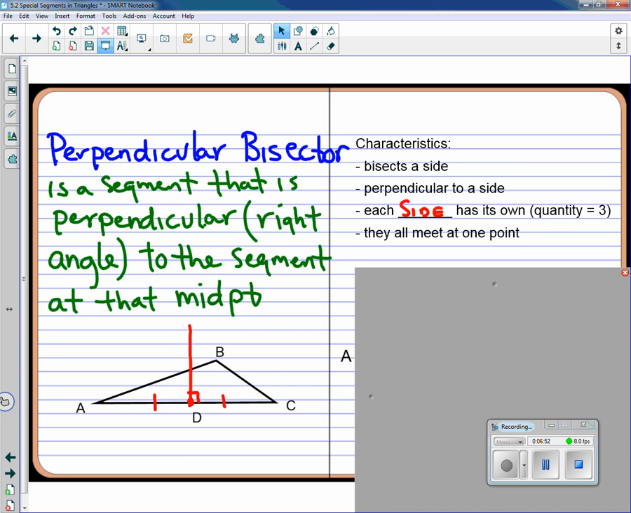Let's look at the characteristics. It bisects a side. It's perpendicular to a side. Each side has its own, and it means each triangle has three of these, and they all meet at one point. So if I was just to sketch it, I could find the midpoint, and then I would draw something that looks like a perpendicular for that side. How about this one? Find a midpoint and draw a perpendicular. Okay, so there's three perpendiculars. Each triangle has three of them. Each side has its own, and they all meet at one point.